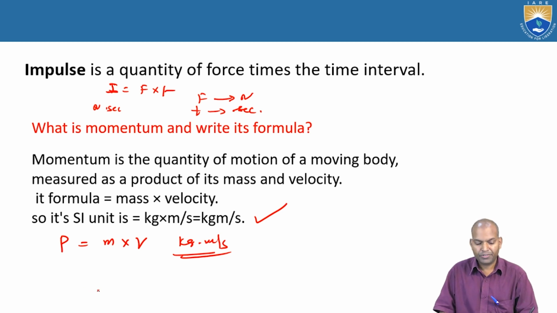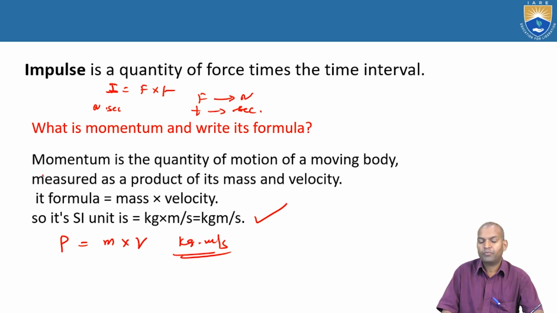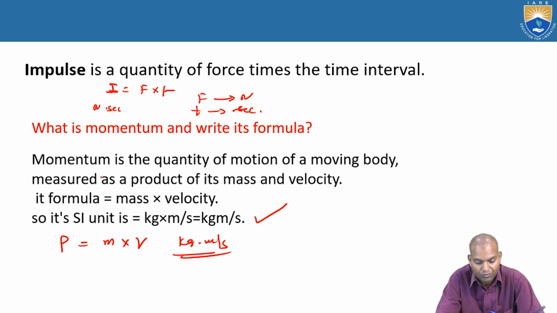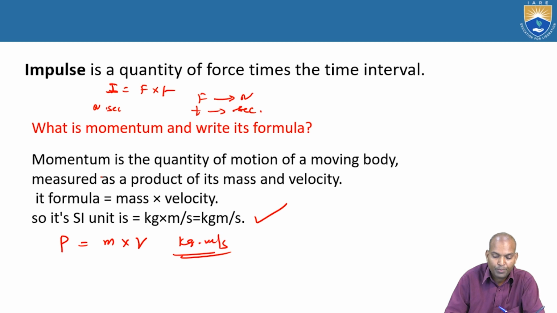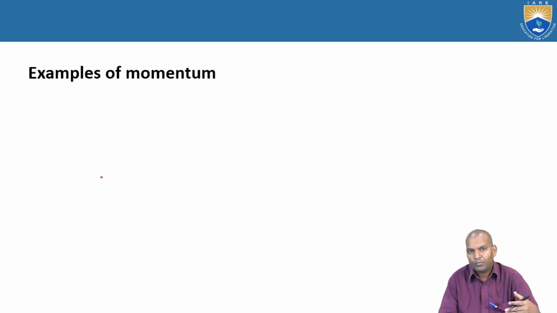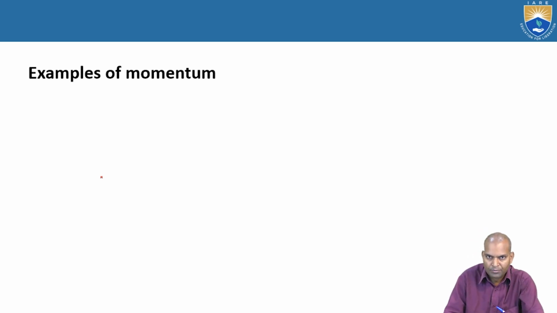Okay, the physical significance, as I mentioned here, is the quantity of motion of your moving body. What is that quantity? The quantity is kg meter per second. How much? Kg meter per second. Now what are the examples of momentum? There are many examples of momentum. The body is having momentum when the body is under motion.